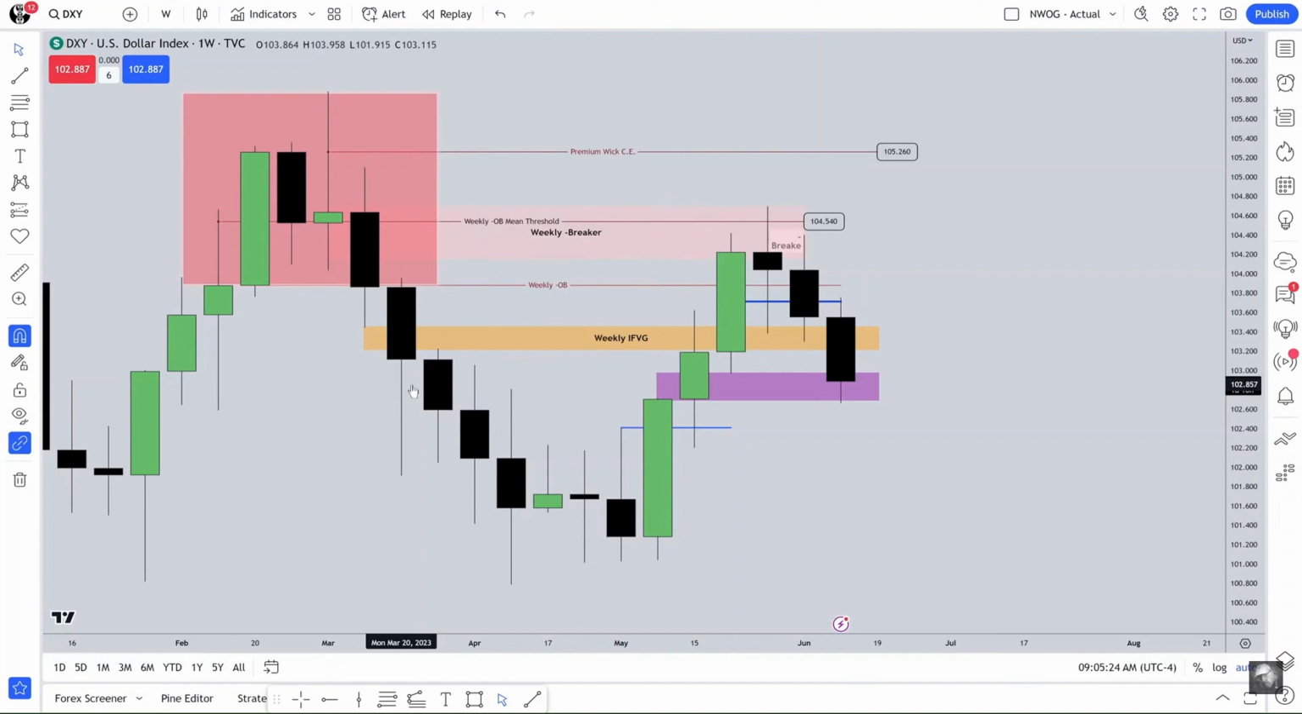So before this broke down, is there any inefficiency over here? Below this pink shade there, is there any inefficiency? Inefficiency would be like this candle here, how it has that separation between the candle's high to the left of it and the candle's low to the right of it. Does that occur or form anywhere underneath this pink shaded area in all this? Do you see that?